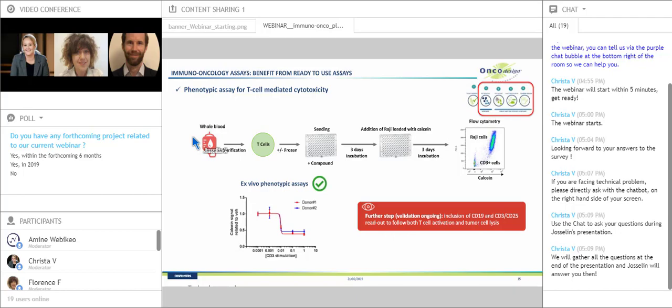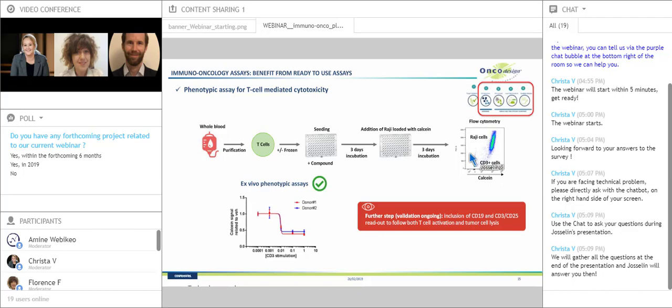So in this test we use whole blood, we purify the T cells. We can either use them fresh or after freezing them, and we seed them in 96 well plates plus or minus compound. We incubate the plates for a couple of days, 3 days, and then we co-incubate them with a Regi tumor cell line, which was previously loaded with calcein, which is a fluorescent dye. And after 3 days of incubation, we follow by flow cytometry the population of calcein positive cells in response to the stimulation of T cells.